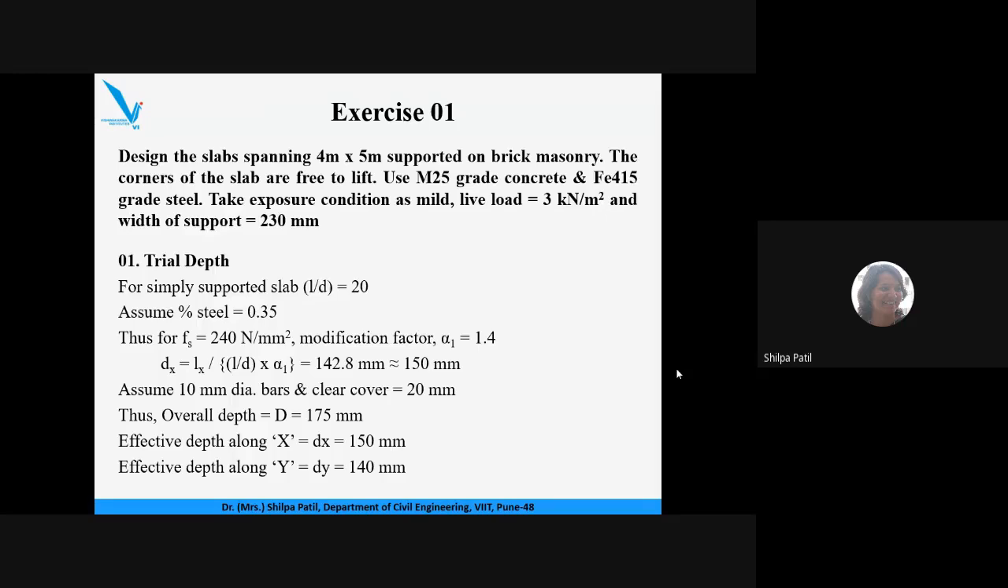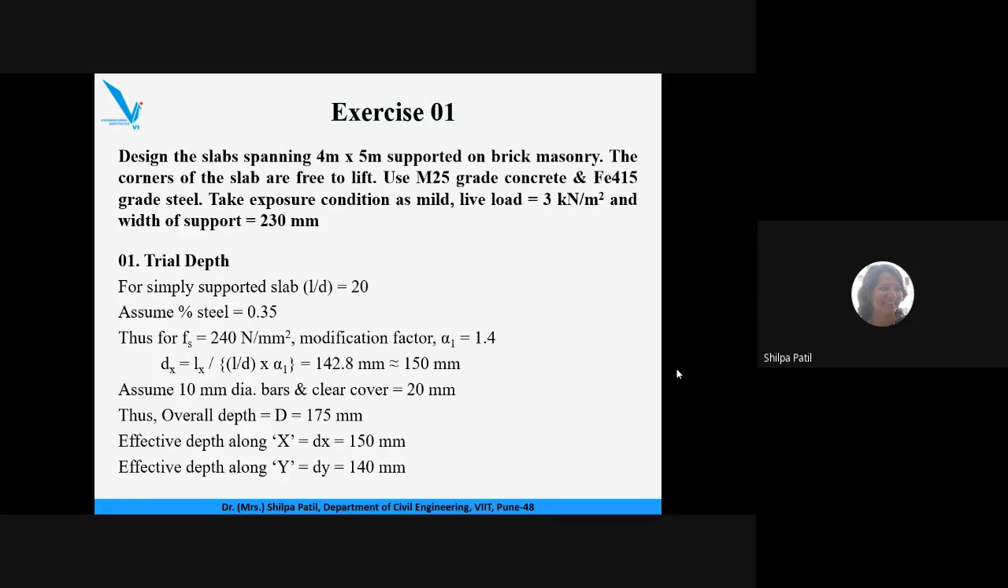Now for simply supported slab, the span to depth ratio is taken equal to 20. We initially assume percentage steel as 0.35. So we calculate Fs as 0.58 into Fy. Fy is 415. So Fs is coming as 240 Newton per mm square, and by making use of Figure 4 given in IS 456, we find out the modification factor alpha 1, which will come as 1.4. Now the important step is calculation of effective depth, that is dx.